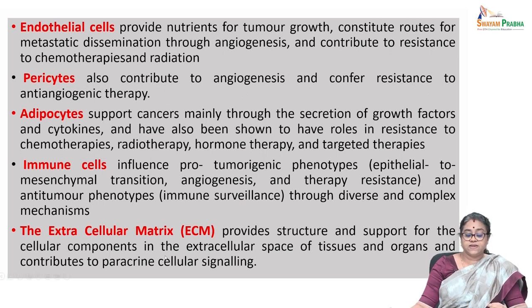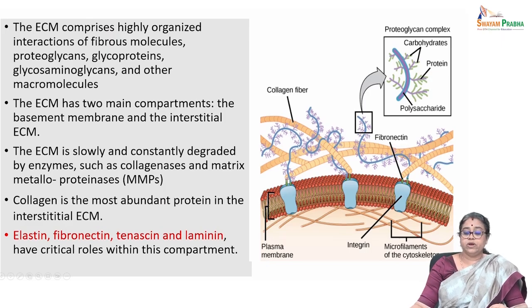And then the extracellular matrix, which provides structure and support for the cellular components in the extracellular space of tissues and organs, and they contribute to paracrine cellular signaling. Now, if you see here, this is an example of the extracellular matrix. The extracellular matrix basically comprises interactions of fibrous molecules. Then you have the proteoglycans, glycoproteins, glycosaminoglycans, and other macromolecules.